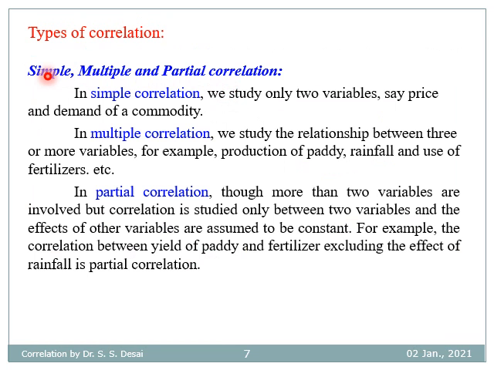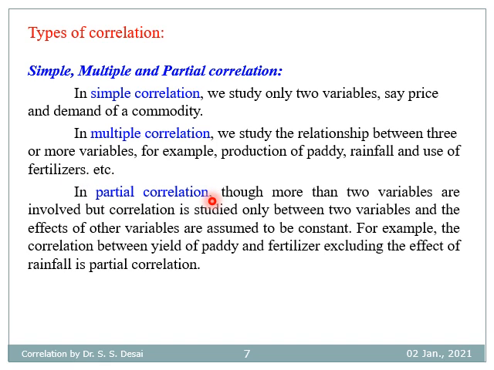Now let us see the difference between simple, multiple and partial correlation. In simple correlation, we study only two variables, say price and demand of a commodity. In multiple correlation, we study the relationship between three or more variables. For example, production of paddy, rainfall, and use of fertilizers, etc.